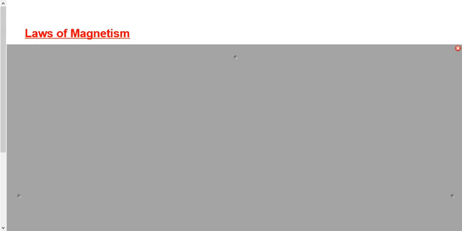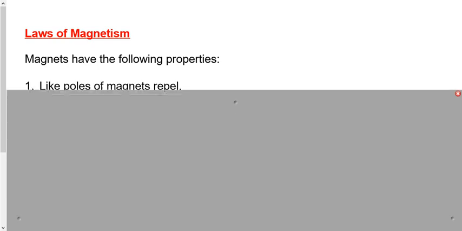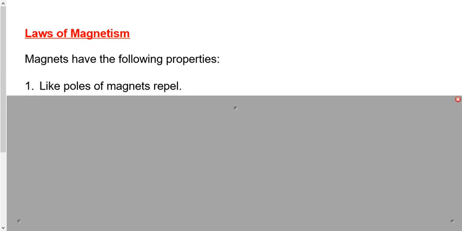All right, let's talk about 3 laws of magnetism now. 3 laws of magnetism that are pretty similar to the 3 laws of electricity that we learned in our last unit. First law of electricity was like charges repel each other. So positive repels positive, negative repels negative. Well, similarly, we have like poles repelling each other. North repels north, and south repels south.